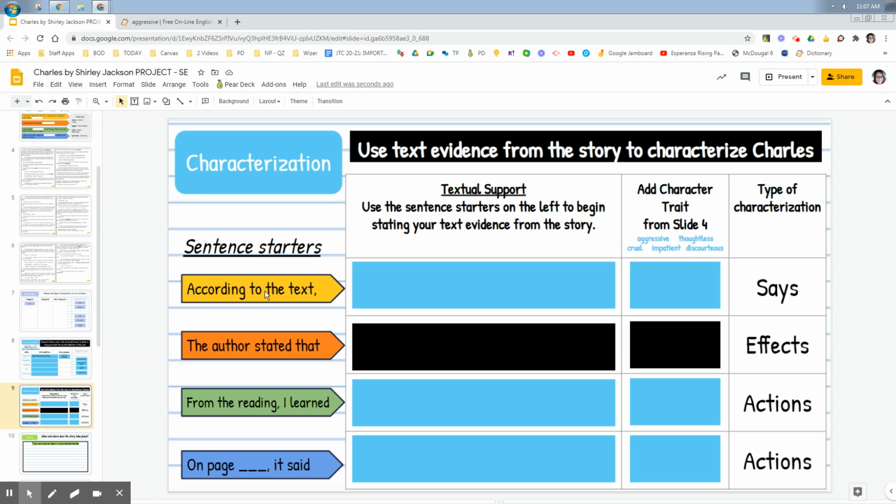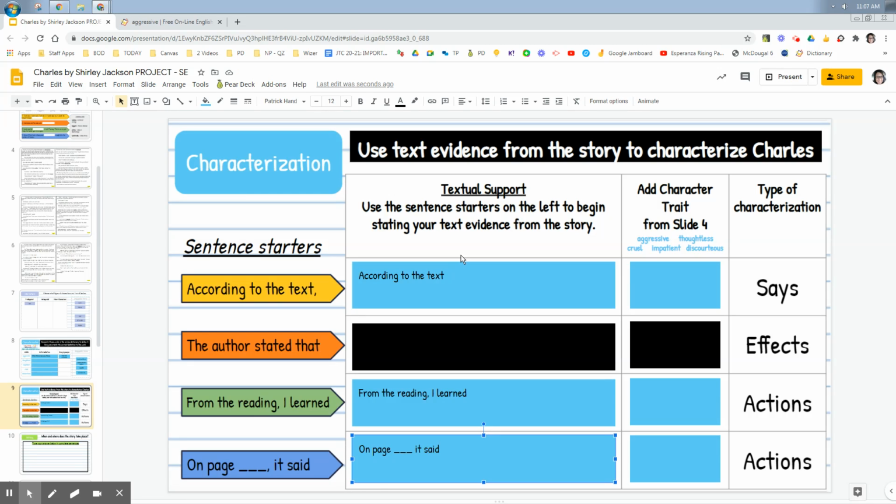Sentence starters always are the way that we start a sentence. So in the first box, I'm going to write according to the text. We're going to skip the next box because I blacked it out and go to the next one that has the green arrow next to it. And I'm going to write from the reading I learned. And I'll go to the next box and say on page blank, it said. So this is how you're going to begin your textual support from the story.